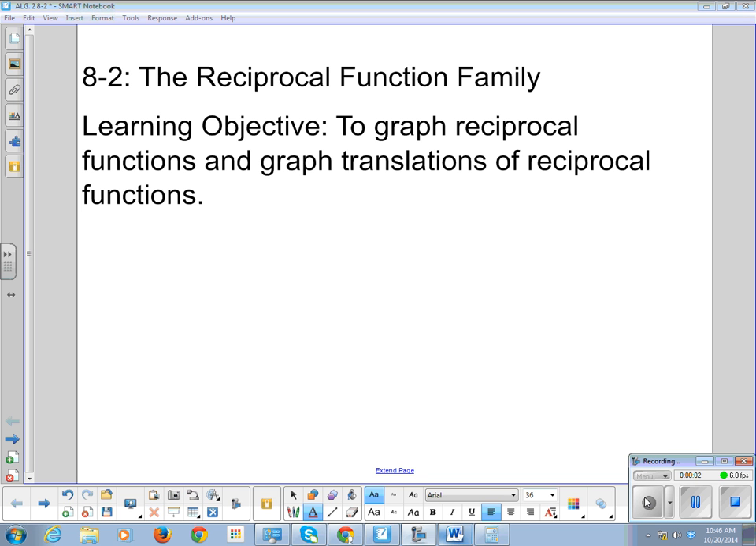Alright, so section 8-2, the reciprocal function family. Our learning objective is to graph reciprocal functions and graph translations of reciprocal functions. So let me first show you what a reciprocal function is.